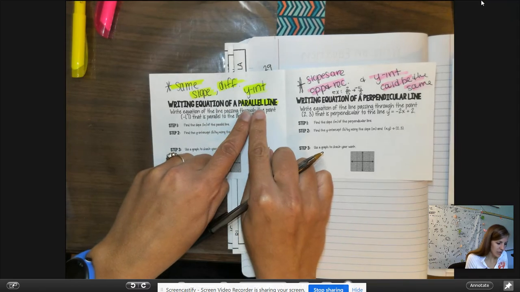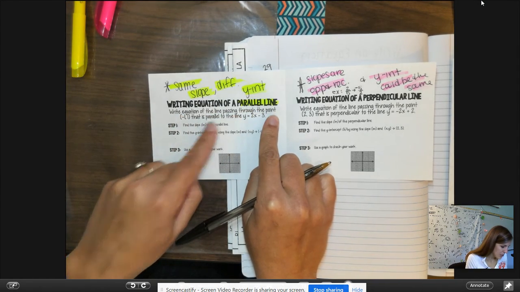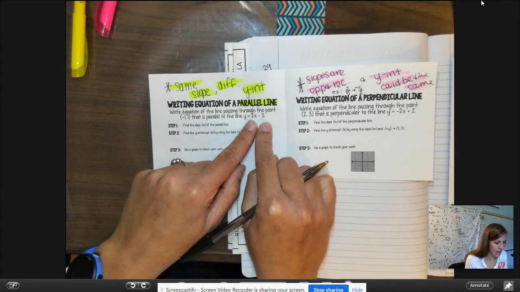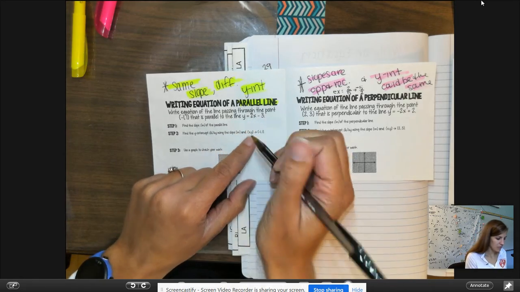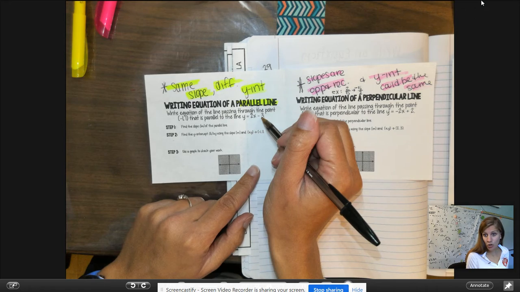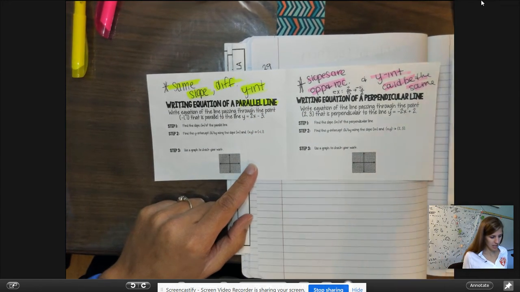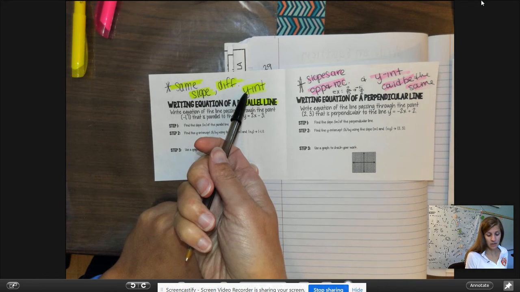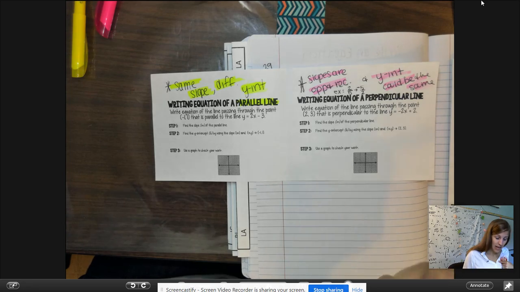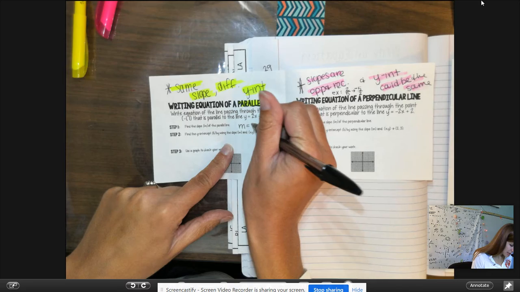So if we're going to write an equation of a parallel line, write the equation of a line passing through the point -1, 1, that is parallel to the line y equals 2x minus 3. So what you have to understand is this is a line that already exists. You're trying to write the equation of a new line that is somewhere else, has a different y-intercept, but the same slope. So since my line has the same slope as this line, I know that my slope is 2.